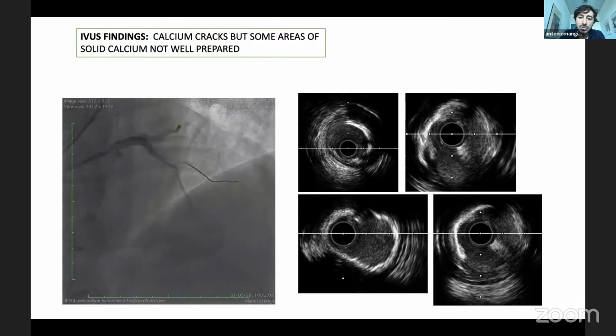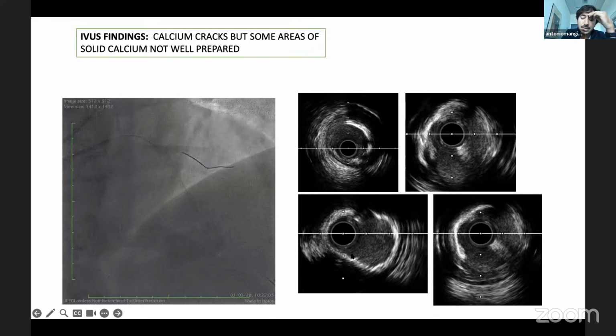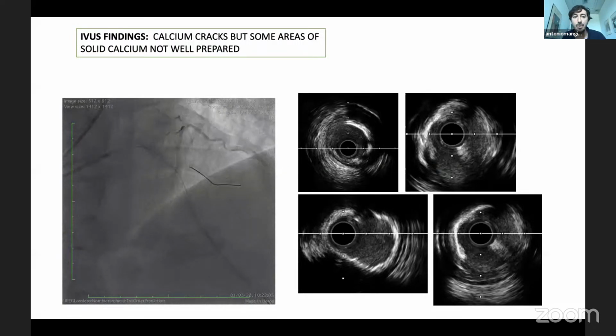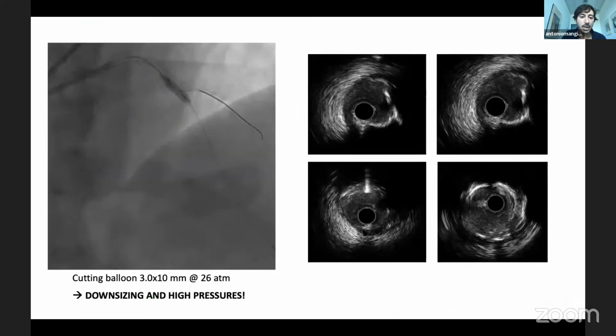And also the IVUS, you see that the residual area that we achieved, especially in this picture, is not excellent. And in some areas, you see that there are some cracks of calcium, but in some areas, the calcium is still not well prepared. So we pre-dilated with the 3.0. The vessel is around 3.5. I think in this case it is safe and reasonable to go with a cutting balloon. So that's why we did.